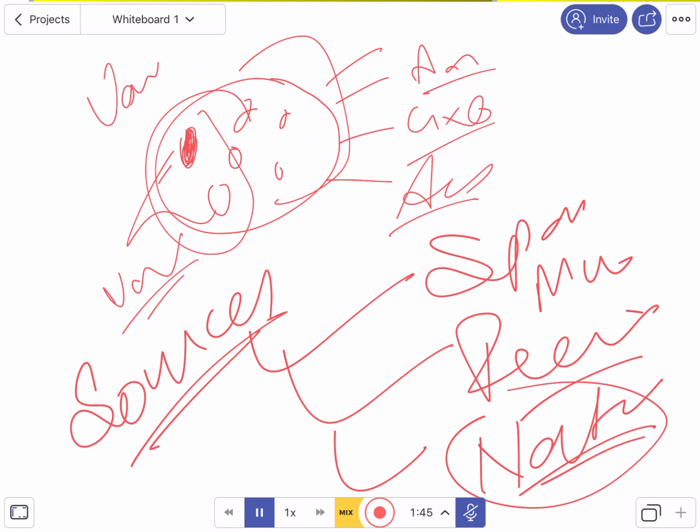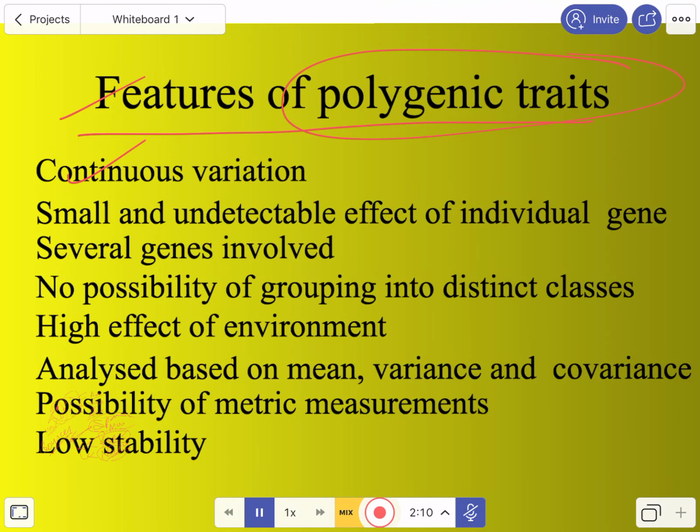Now, after variability and its different sources, let's come to the features of polygenic trait. As we already know, in our previous video lecture we discussed the difference between the quantitative traits and qualitative traits, polygenic traits. So these are the features of polygenic traits. They show continuous variation and the small and undetectable effect of individual genes. Because several genes are involved, and many genes show small and undetectable effects, there is no possibility of grouping into distinct classes in polygenic traits.